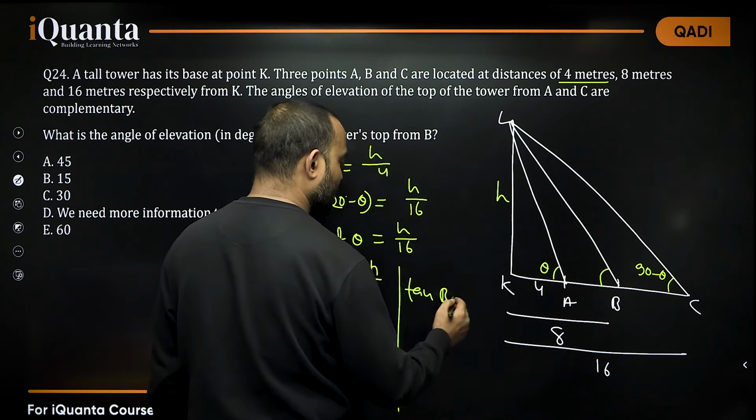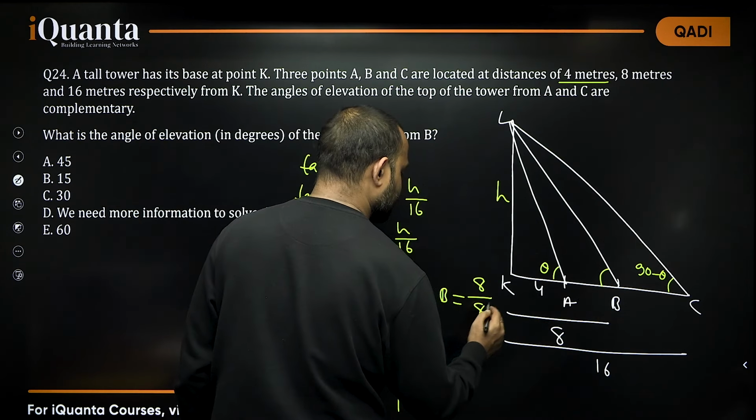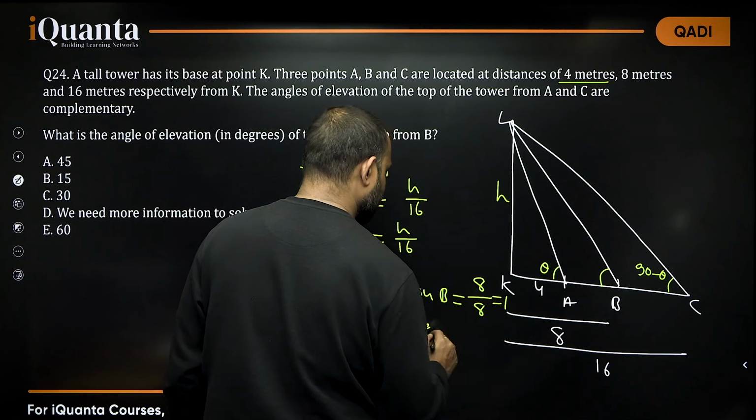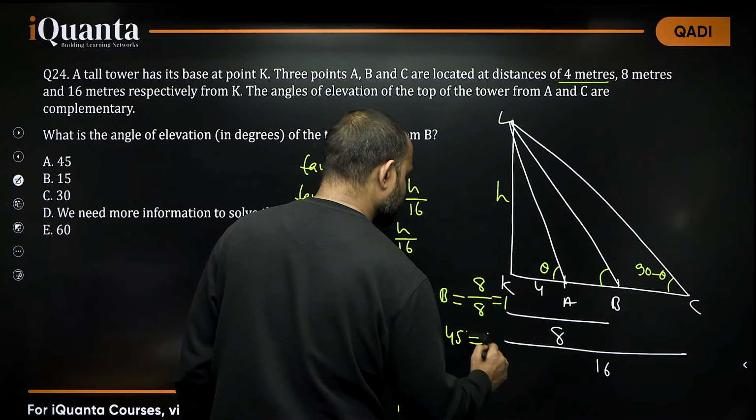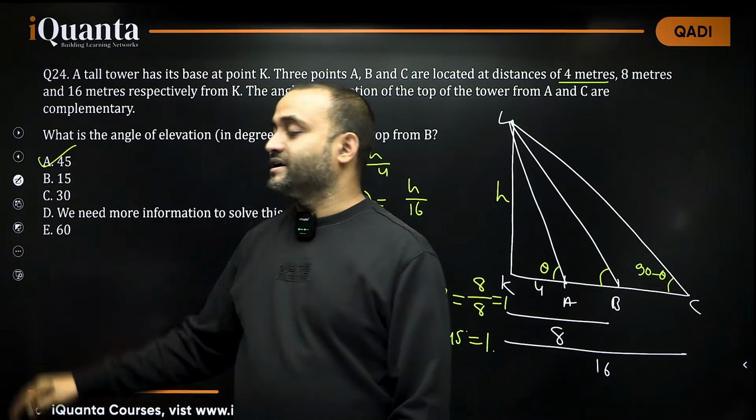If h is equal to 8, we can find tan B, the angle of elevation from point B. Again, the height is h, 8, and the base is also 8. That is equal to 1. We know that tan 45 degrees is equal to 1. So the angle that we are looking for is 45 degrees, option A.